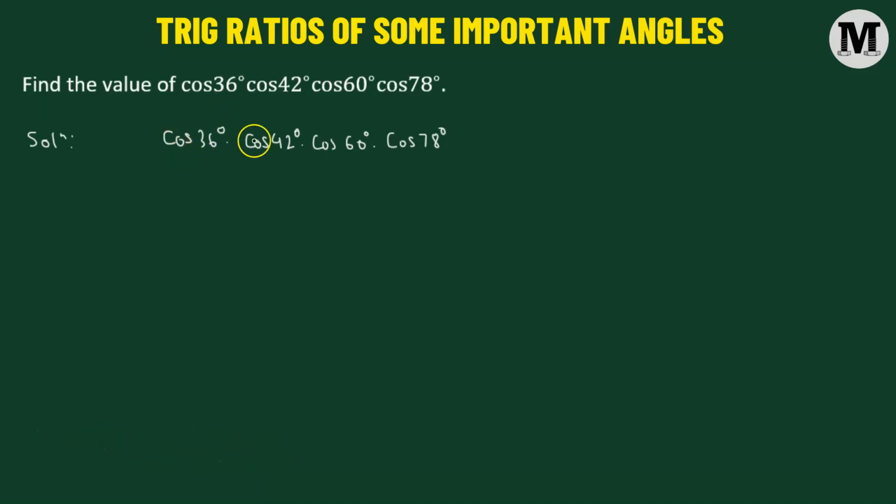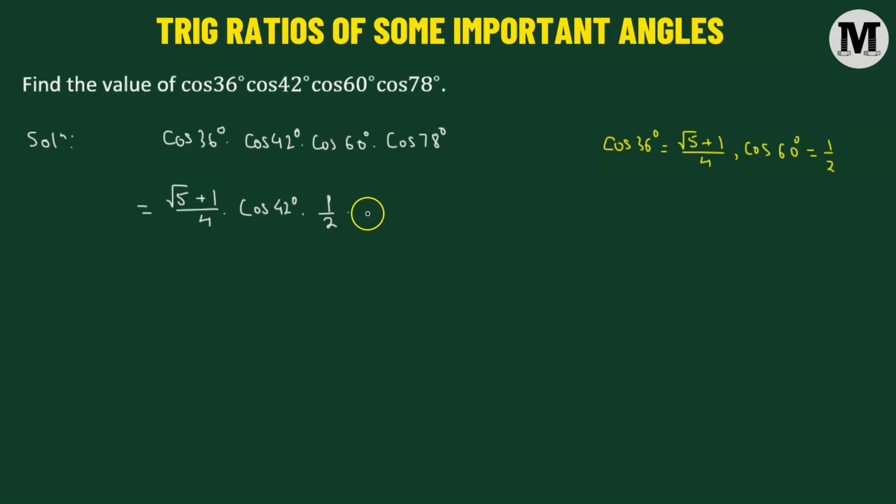We have a standard value for cosine 36 degrees. So cosine of 36 degrees is given by square root of 5 plus 1 divided by 4. We also have the standard value for cosine of 60 degrees, which equals 1/2. So let's use these values. In place of cosine 36 degrees, we have square root of 5 plus 1 divided by 4 times cosine of 42 degrees times cosine of 60 degrees, that's 1/2, times cosine of 78 degrees. Now this is going to give us square root of 5 plus 1 divided by 8.